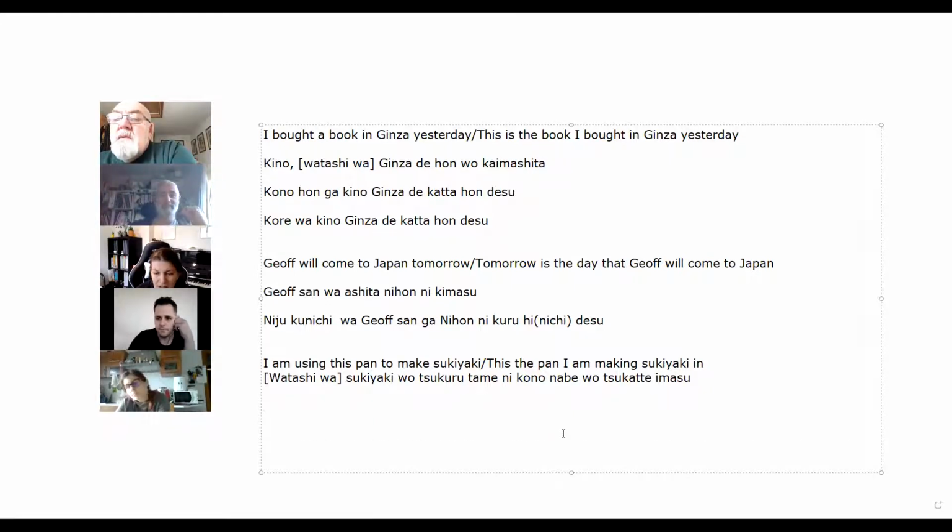Costa, step up to the mic. This is the pan I'm using. Sorry, this is the pan I'm making sukiyaki in. I have to say this? Yeah. That was an invitation, okay. It was, yeah. Step up to the mic. Kore wa. Good. Kore wa. The pan is the nabe. Yeah. Nabe. Kore wa.